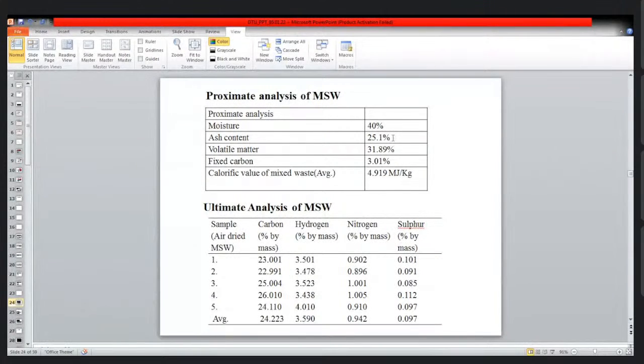For conventional gasification, the biomass feedstock should have ash at the most 5%. The volatile matter is about 32%, and fixed carbon 3%. The calorific value of the mixture is recorded as 4.9, or at the most 5 megajoule per kg. And the analysis of carbon, hydrogen, nitrogen, and sulfur is also carried out, and the average was calculated.